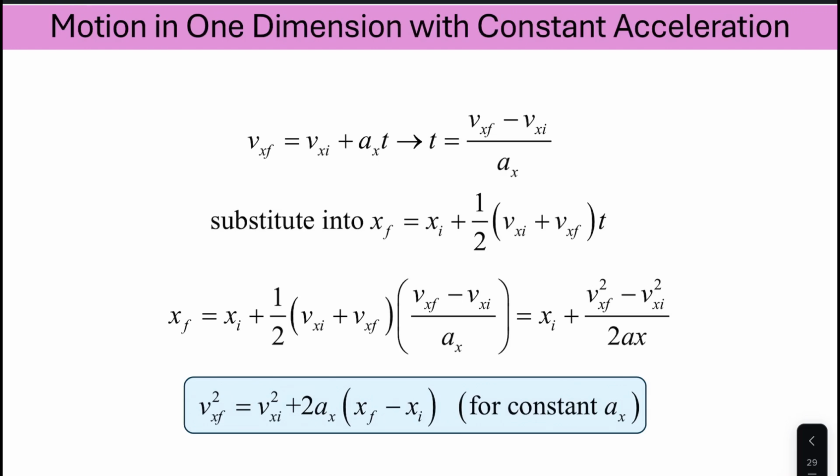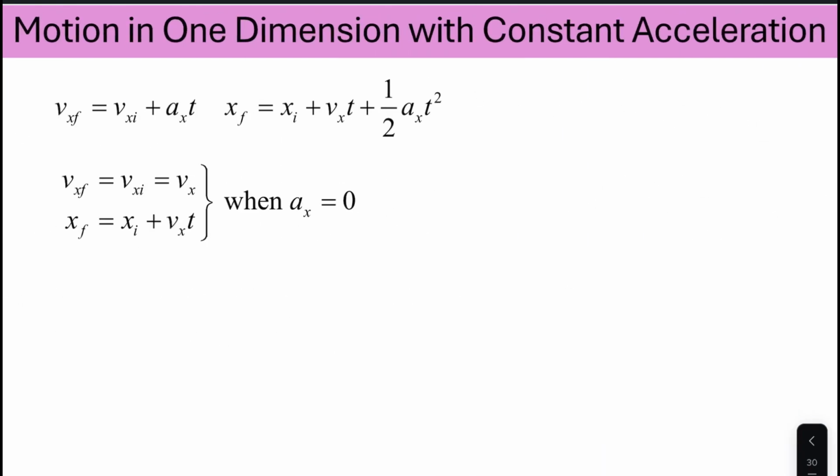Now, let's move forward with the other equation. We want to play around. We use this equation, rearrange it to make t the subject, and substitute into this equation. You are going to have another form of equation: V final squared equals V initial squared plus 2a delta x. Only applicable for constant a. We have all this when we have a constant a in terms of x.